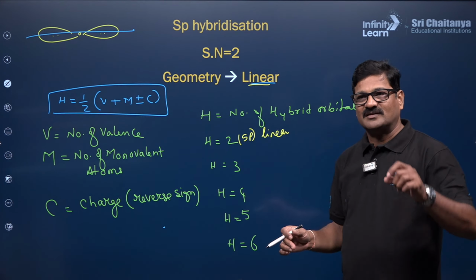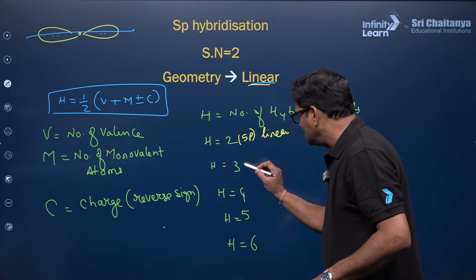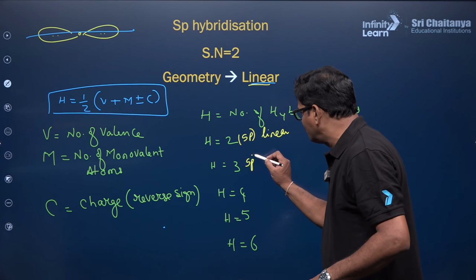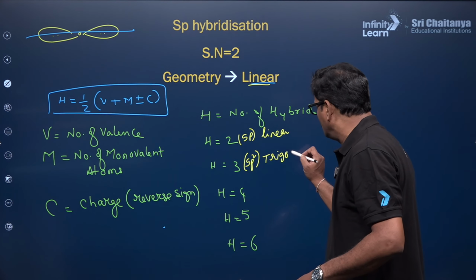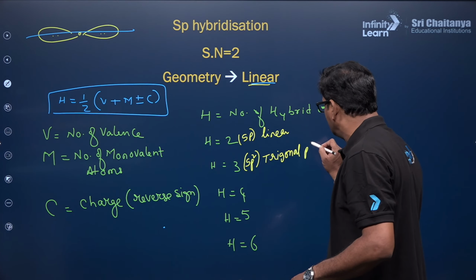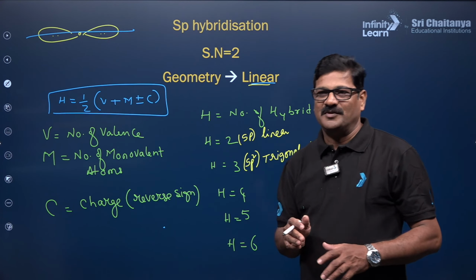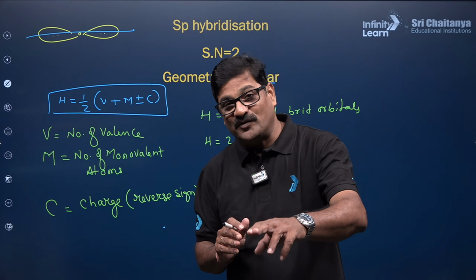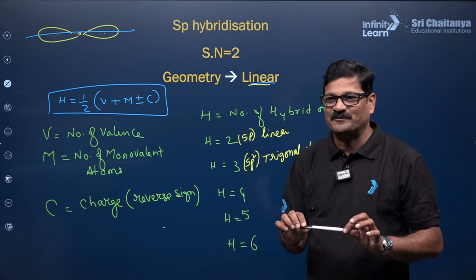So, this is a hack to find the regular geometries. And if H is 3, it is going to be sp2 hybridization. This is going to be trigonal planar. You know how trigonal planar appears? Trigonal planar. Okay, beta, I want to ask you, if H is equal to 4, what could be the shape of the molecule? Students, what could be the shape of the molecule?